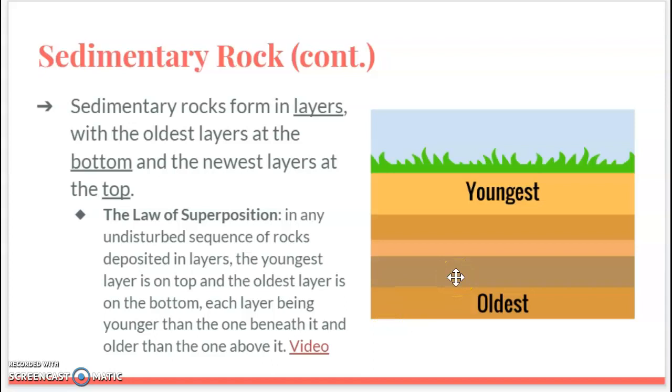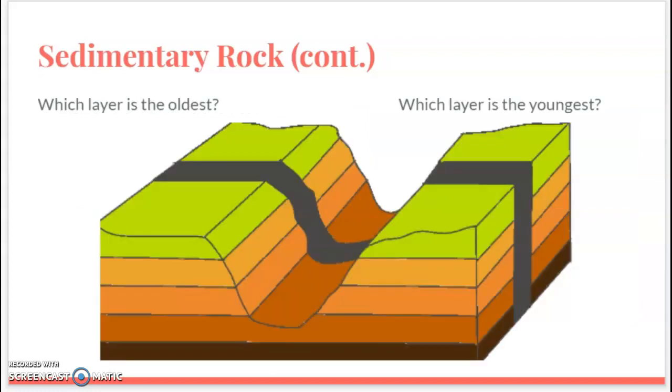Law of superposition is a very important concept for our evolution of landforms unit, so I want to make sure that you really have a good understanding of this. You have several activities, I think 4 of them this week, on law of superposition, so you'll get a lot of practice with this week.